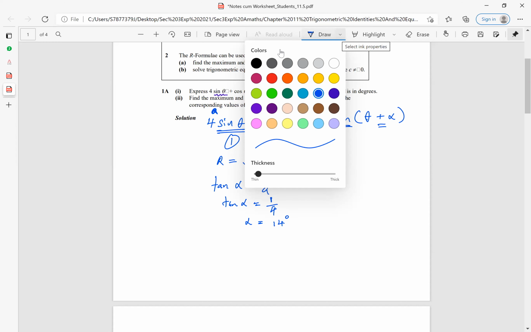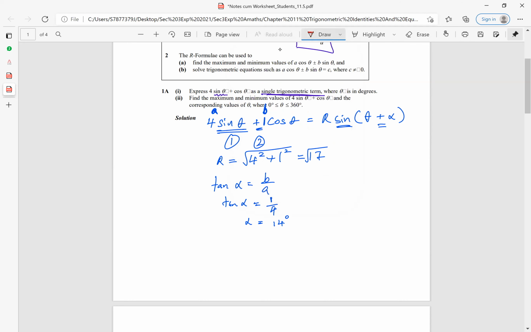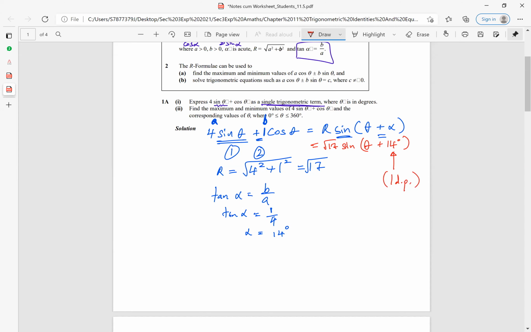Check this out. Okay, the new value, I'll make this square root 17 sine theta plus 14 degrees. This one must always be one decimal place, 1 dp. Take note, must always be 1 dp.